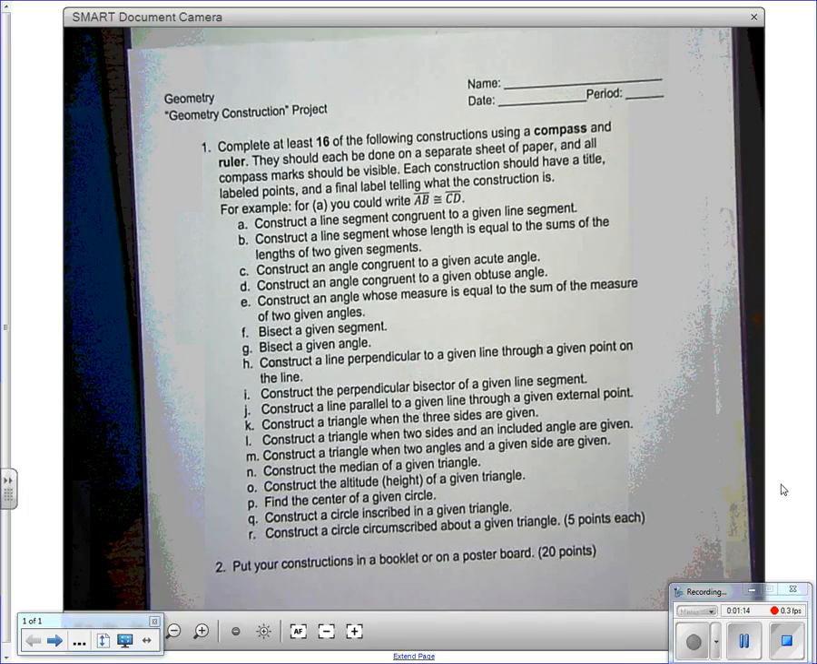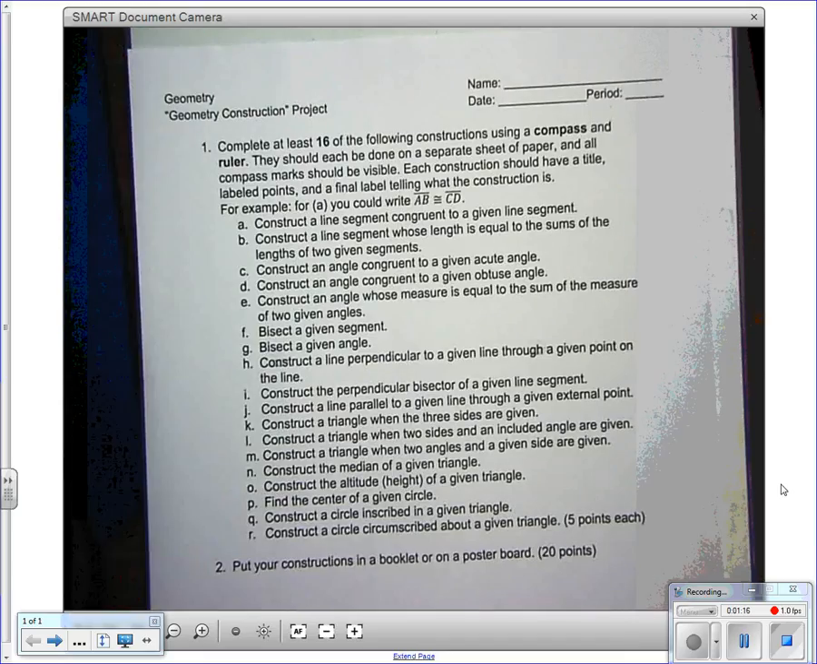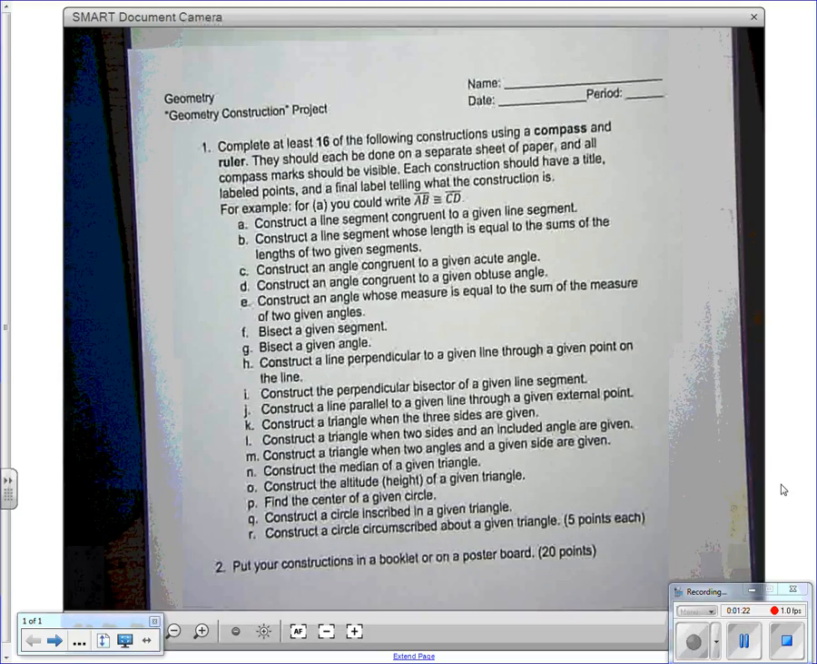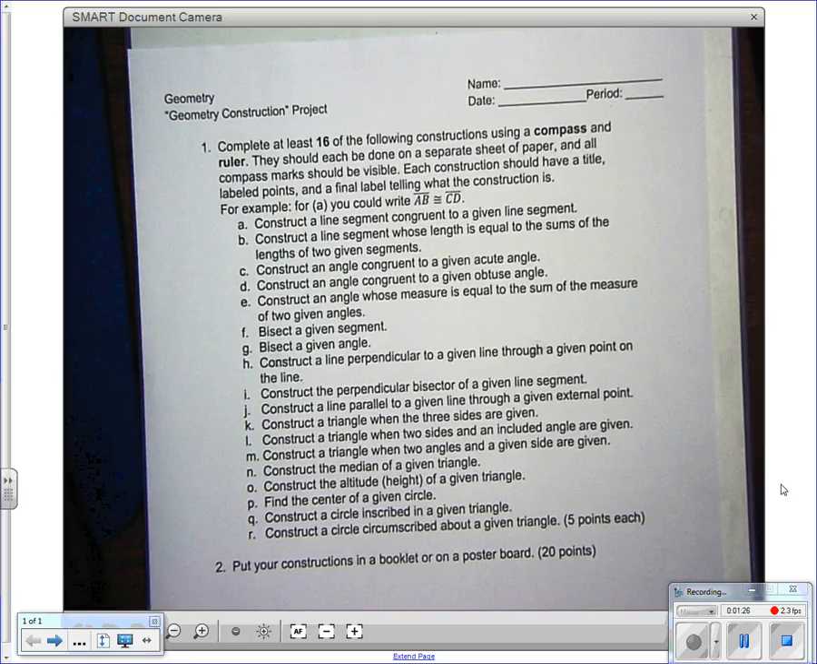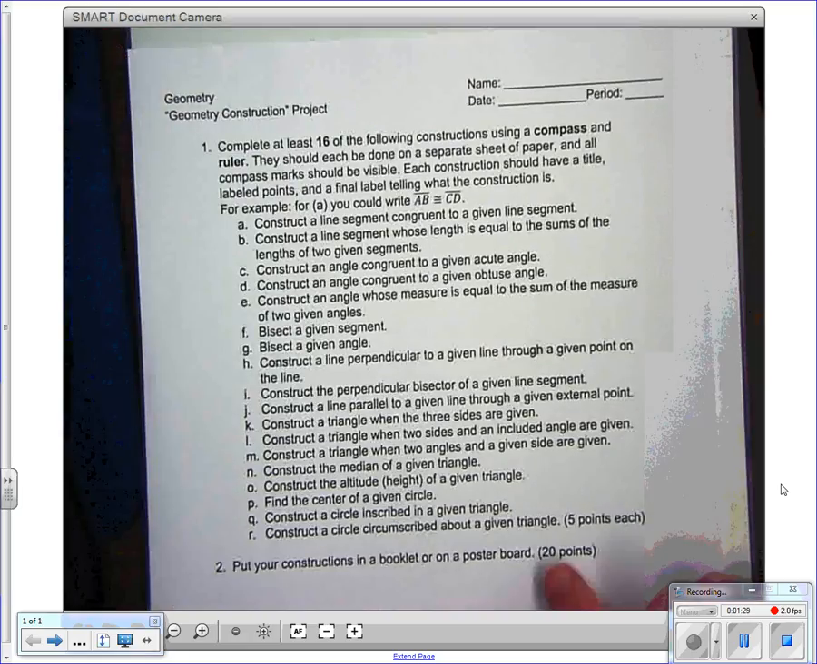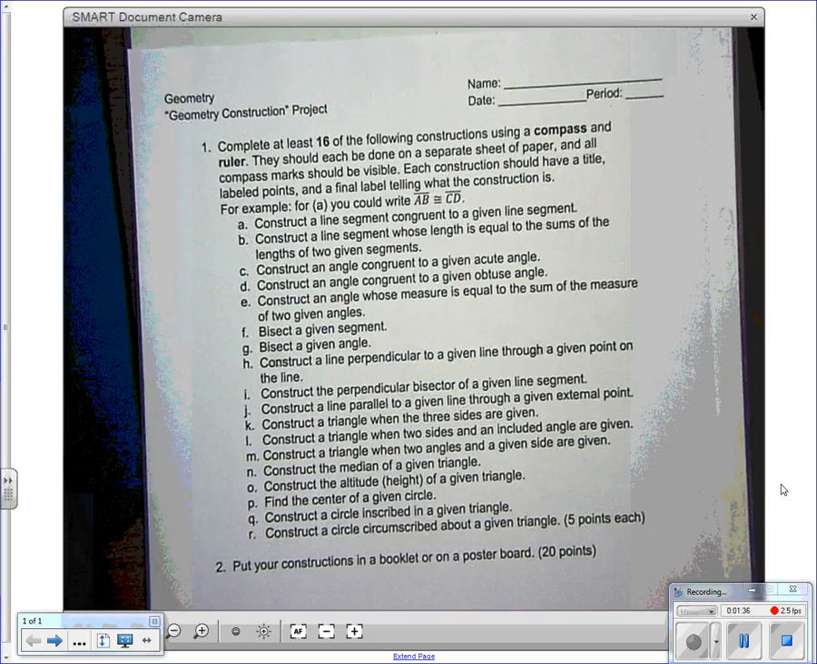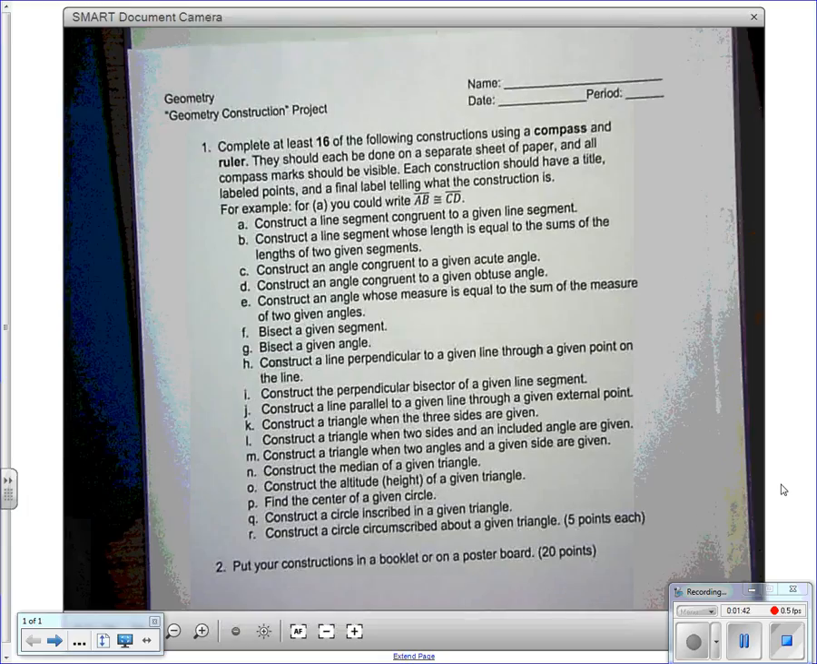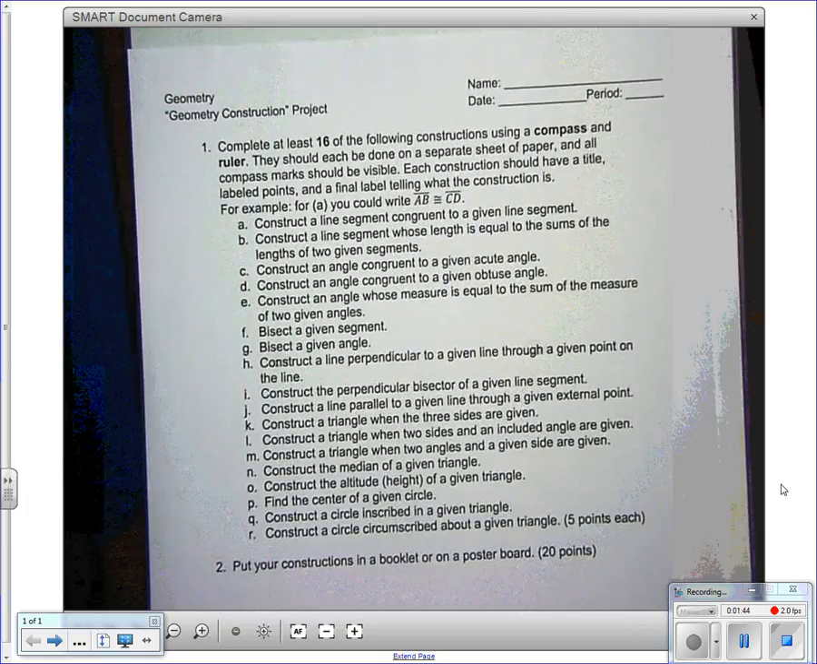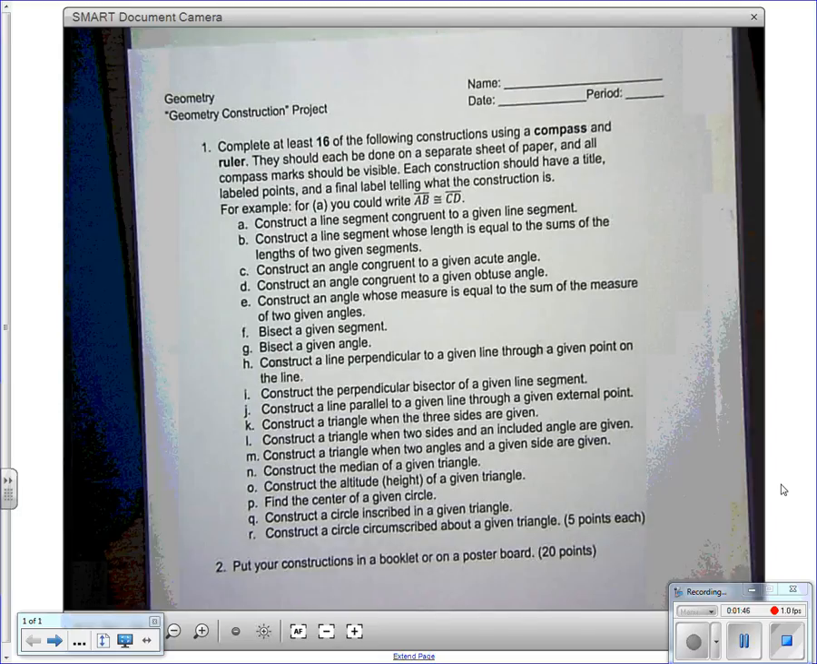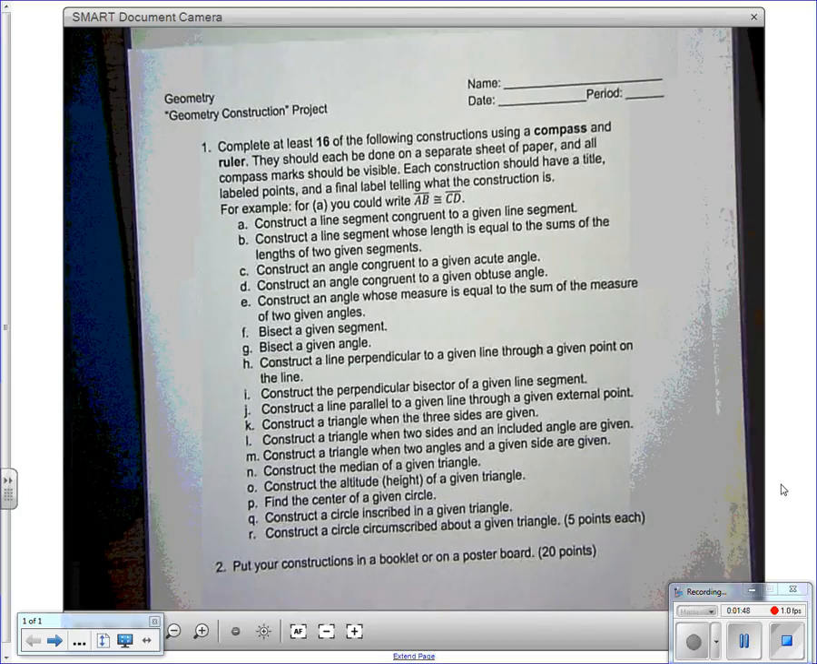You can also look in your textbook, and I'm going to show you where you can look in your textbook to find some of them. Each of the constructions is worth 5 points, so 5 times 16 gives you 80 points, and then the other 20 points comes from putting them either in a booklet or on a poster board. If you look over near the filing cabinets, the poster at the bottom is someone that put all of their constructions on a poster board. I'm going to show you an example in a minute of one that did it in a booklet.